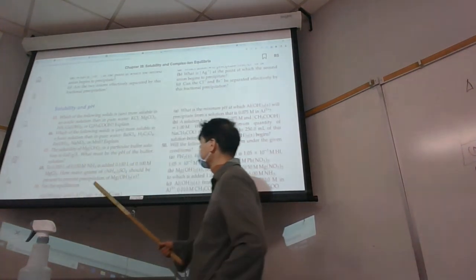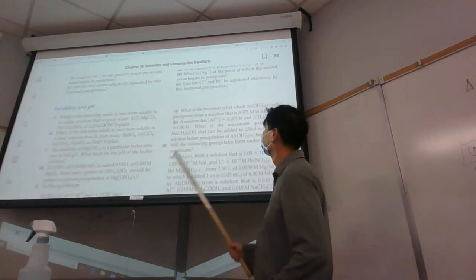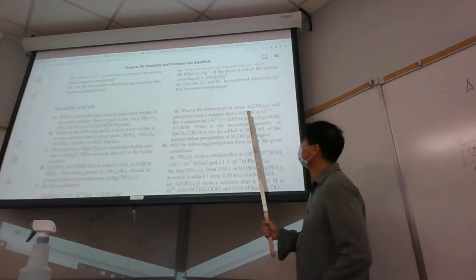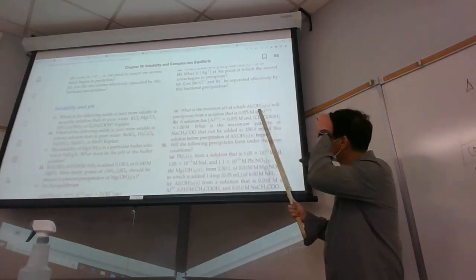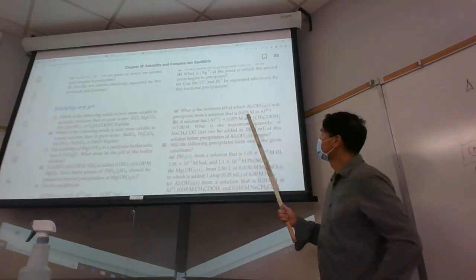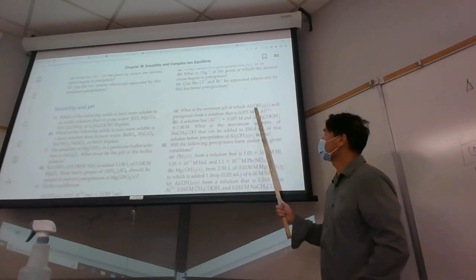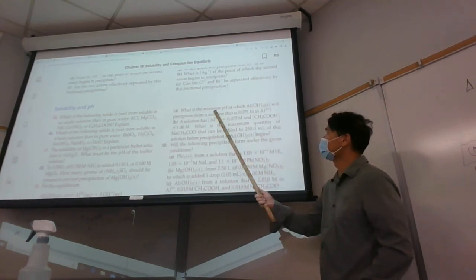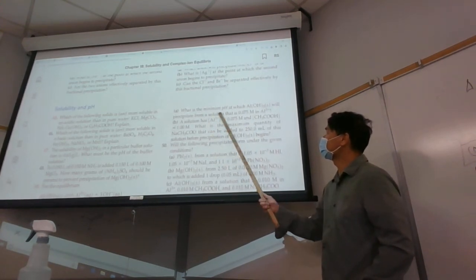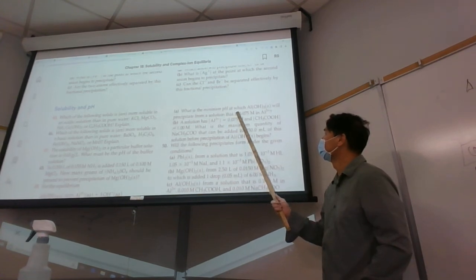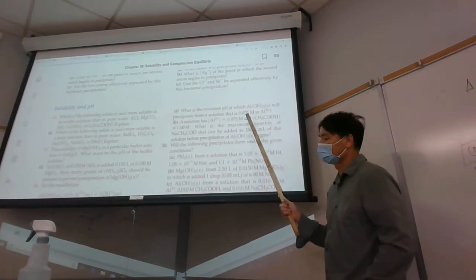This is kind of the same thing. This is aluminum hydroxide. And so here, this is just a straight hydroxide. If we have this much aluminum, how much hydroxide? And how much hydroxide is pOH? And then we can figure out pH. So what is the maximum pH at which this will precipitate?